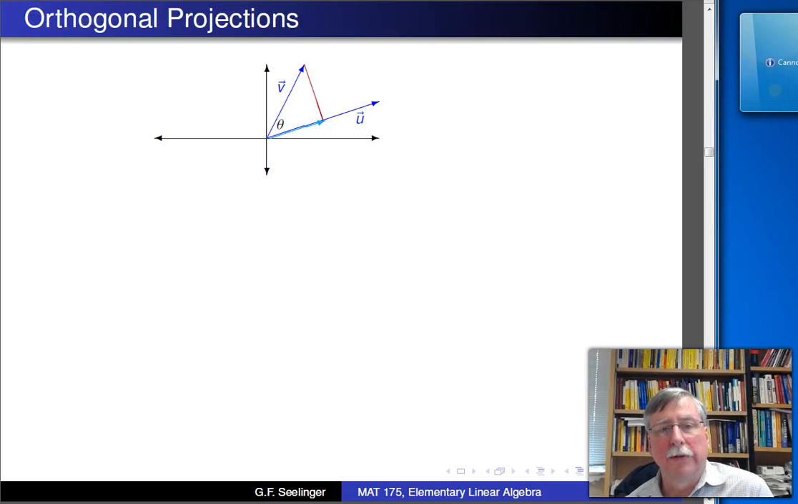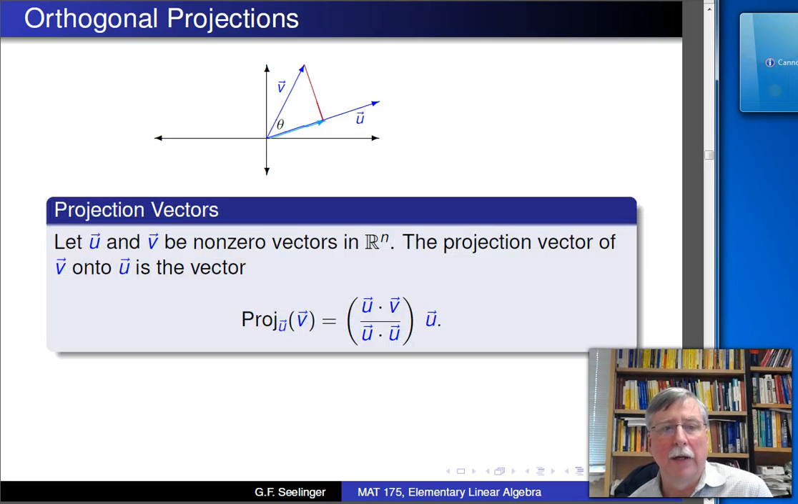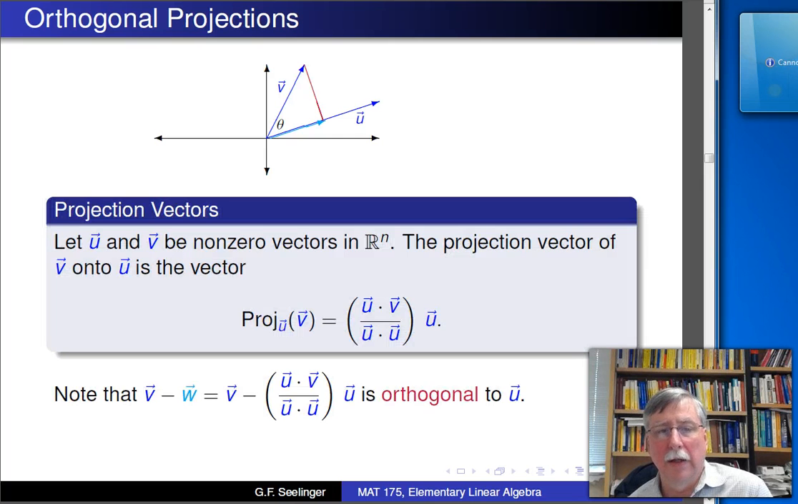Okay, so let's revisit these orthogonal projections again. Here's our diagram we started with to give us our intuitive notion of projecting V onto U. We've got the formula here. And what we have in this case is if I take V and I subtract off this light blue vector here, I end up with something that's orthogonal to U. So we throw in that formula, V minus a projection is orthogonal. So what we want to do is generalize this in terms of creating orthogonal bases, creating the Gram-Schmidt process.